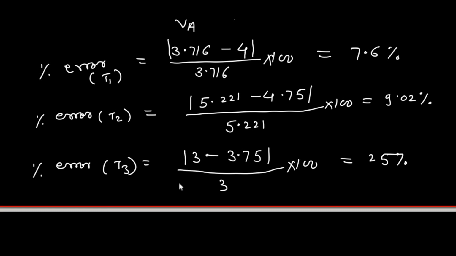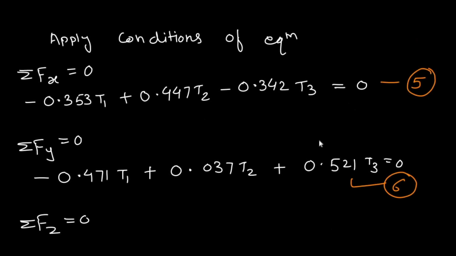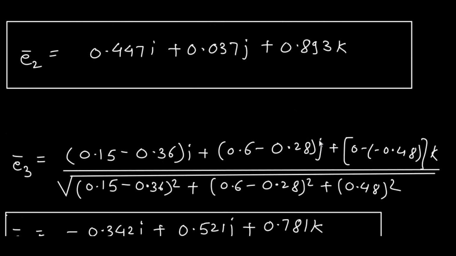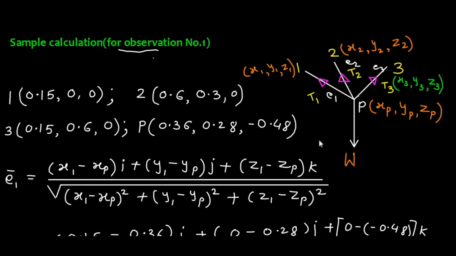In this way we can calculate the tensions T1, T2, T3 analytically. Here we got the values of T1, T2, T3 analytically, and hence we have also calculated the percentage error. In a similar way, you have to calculate the tensions for the remaining observations. Okay, thank you so much.